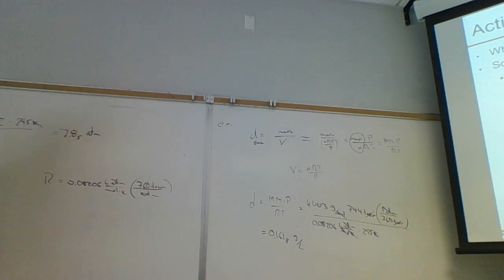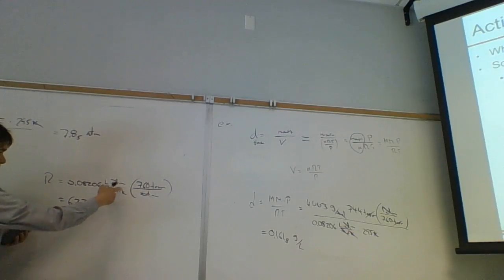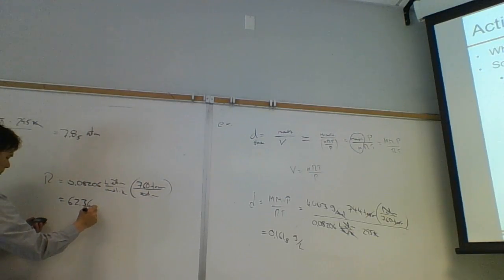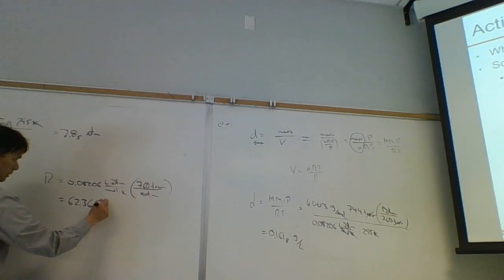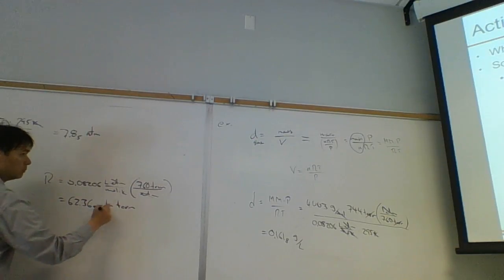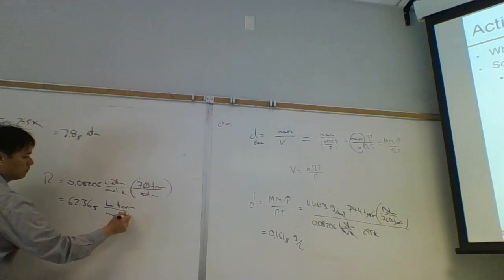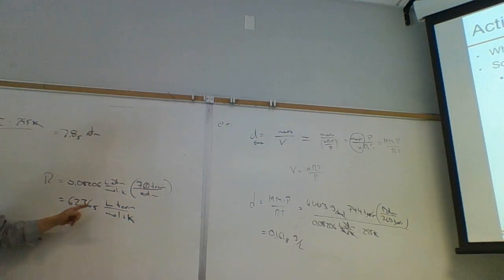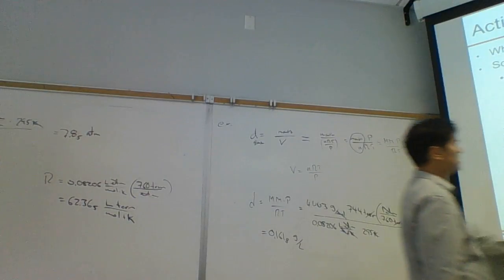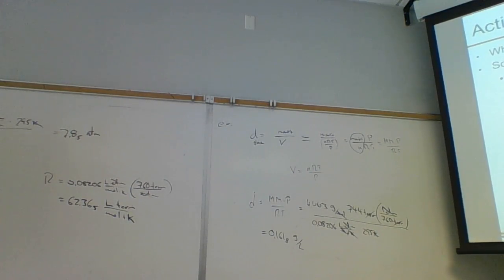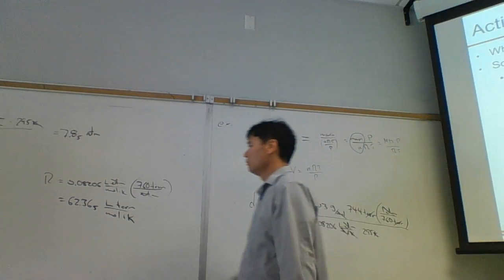What is 760 times that? 760 times 0.08206 is equal to 62.365. We're allowed 4 sig figs here. Liters torr per mole Kelvin. So 62.4 liters torr per mole Kelvin. That's what we got. Do you want to memorize this?